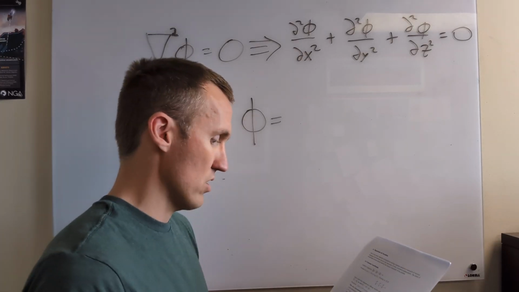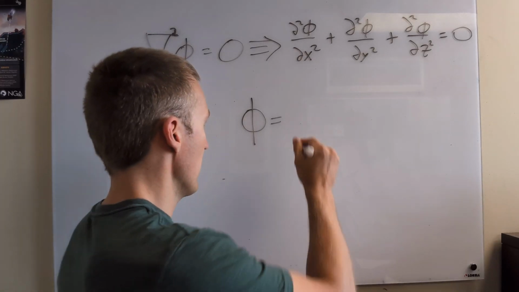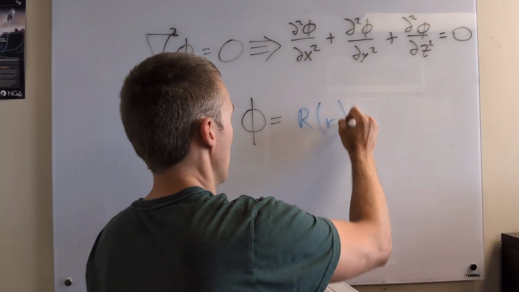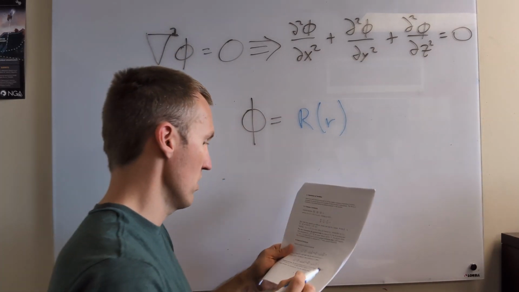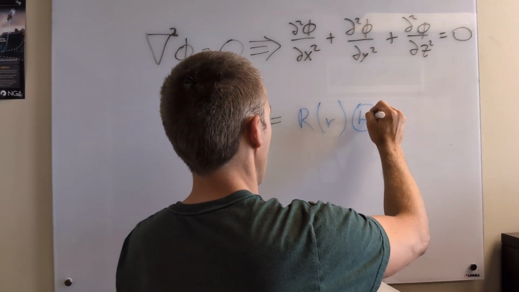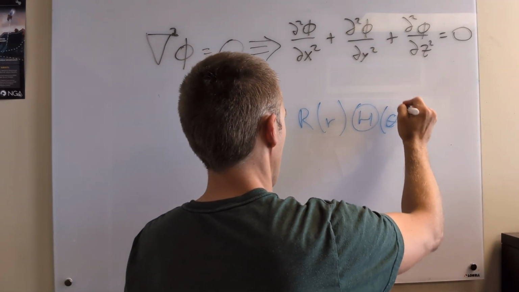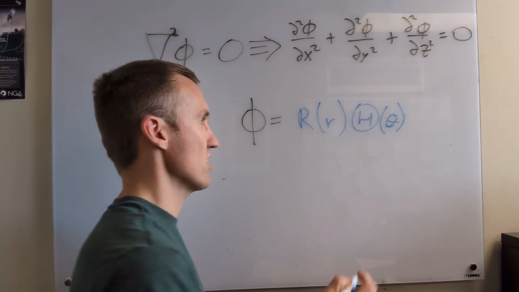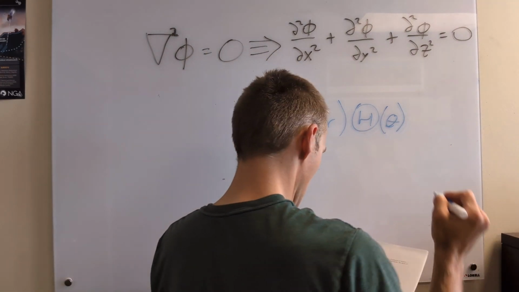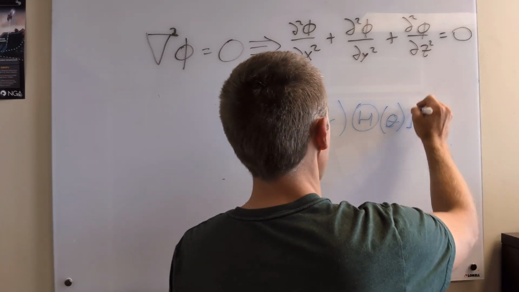And so we're going to have some functions of radius r, so r will be a radial function. And we've got a function of theta, and we've got a function of lambda.